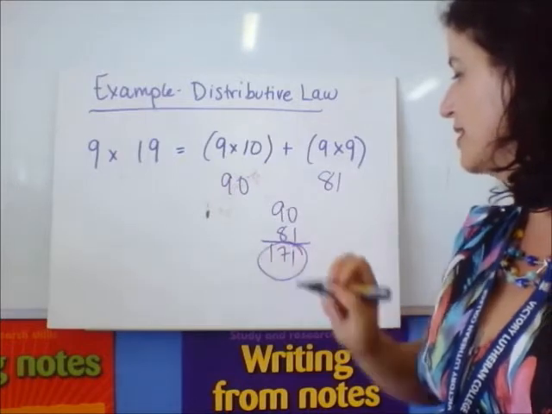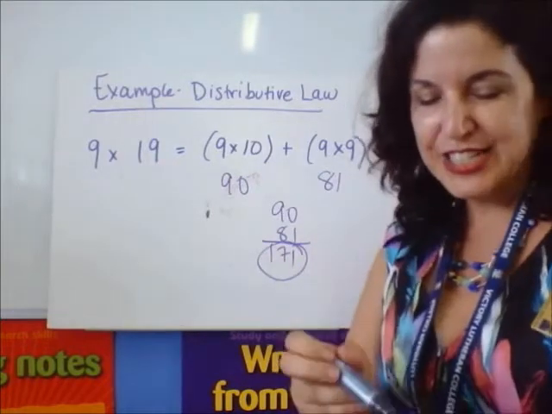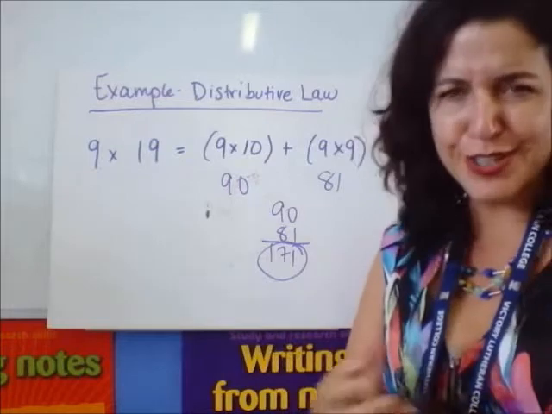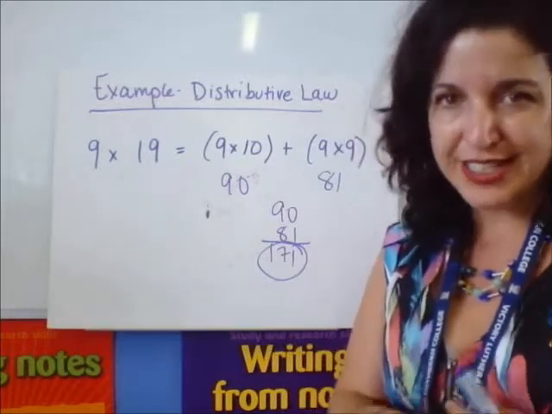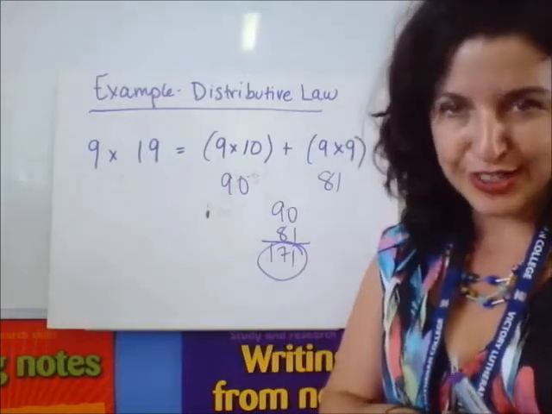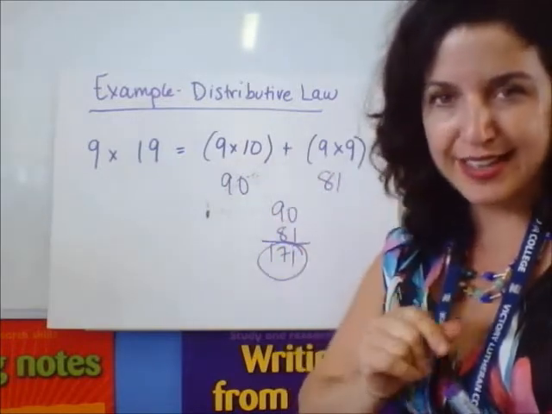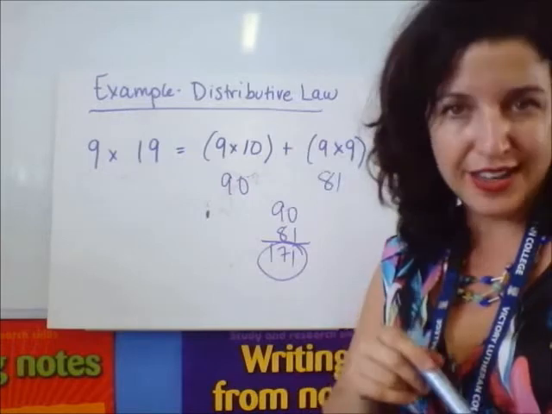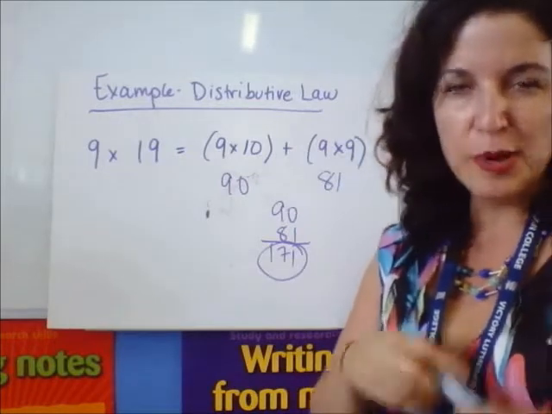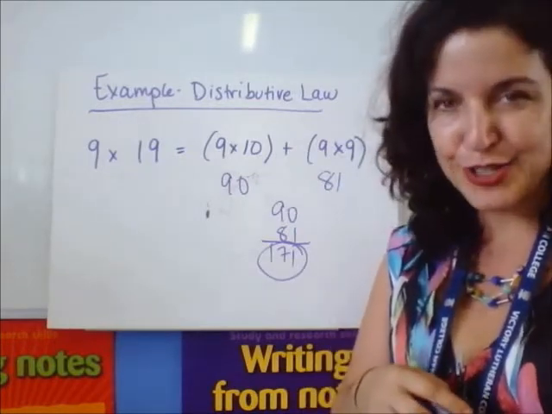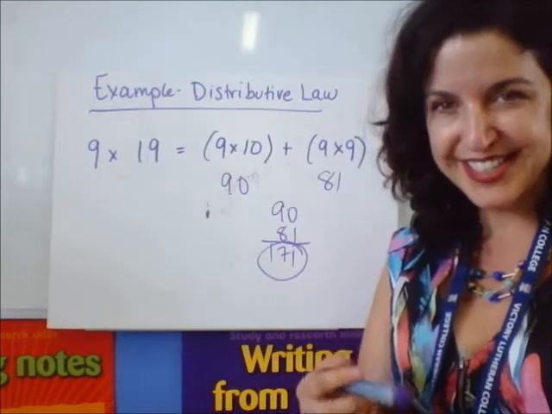Just some examples of how you can use those laws that we talked about, associative, commutative, and distributive law, to help you get some mental strategies for doing maths, adding, and multiplying in your head a little bit easier. I hope this has helped you to understand how to apply those laws for mental strategies.